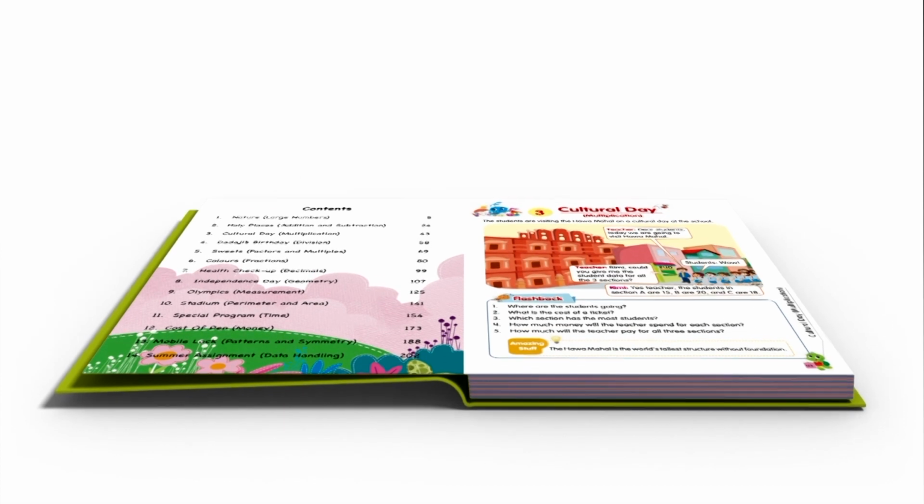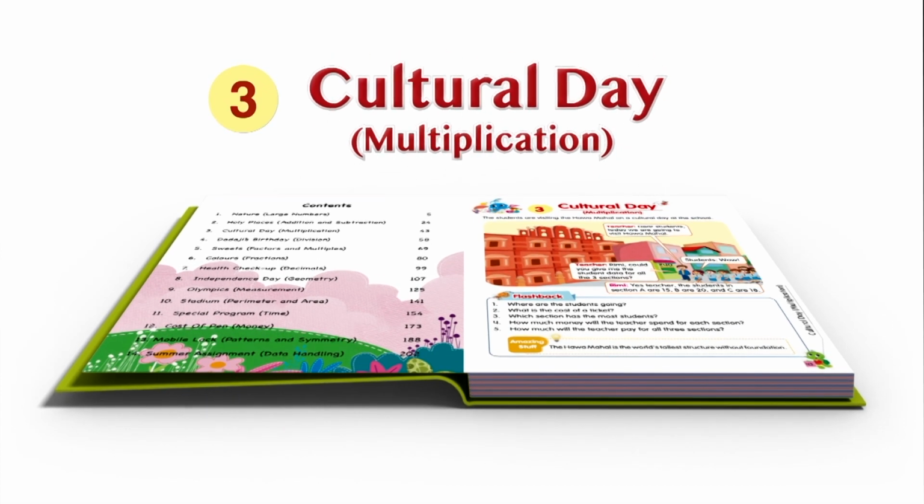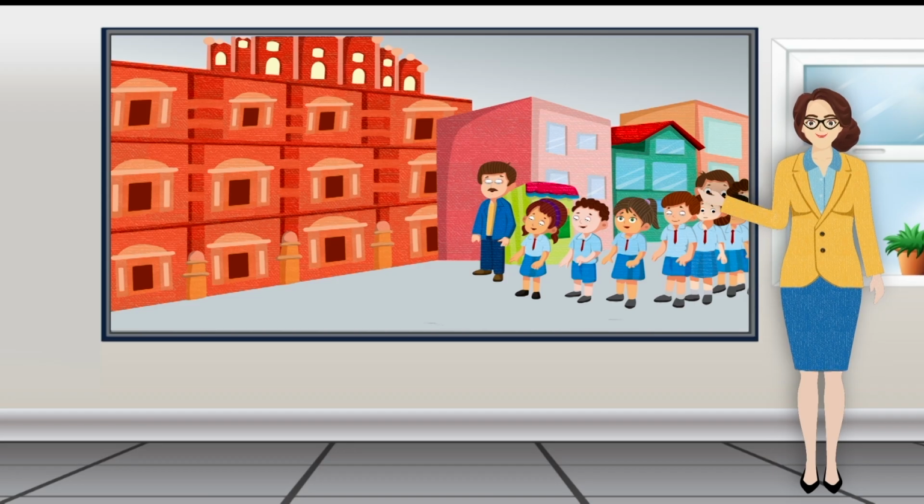Dear students, today I am going to teach you Chapter 3, Cultural Day, Multiplication. This is the story of Class 3 students who are visiting the Hawa Mahal on a cultural day. Hawa Mahal, which means Palace of Winds, was built a long time ago for the royal families. It is designed with unique windows which allow the free flow of air and keep the palace cool. Let's see what happens ahead.